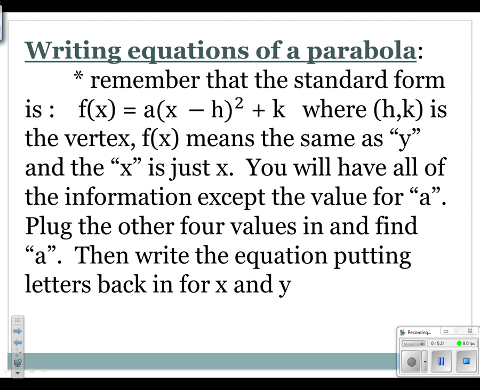All right, so writing equations of parabolas. Remember that the standard form is f of x equals a times x minus h squared plus k, where h and k is that vertex. Recall, and we've been working with this already, f of x means the same as y. X is just x.